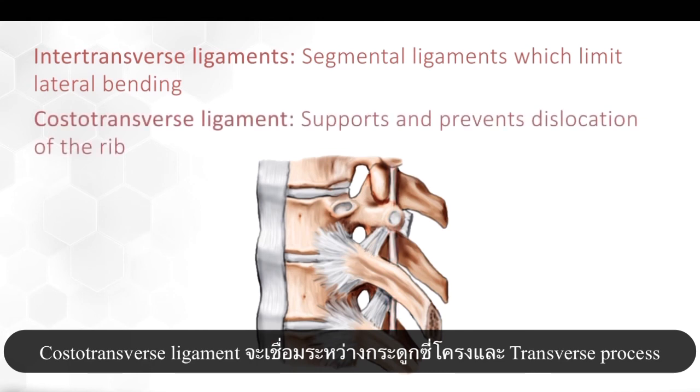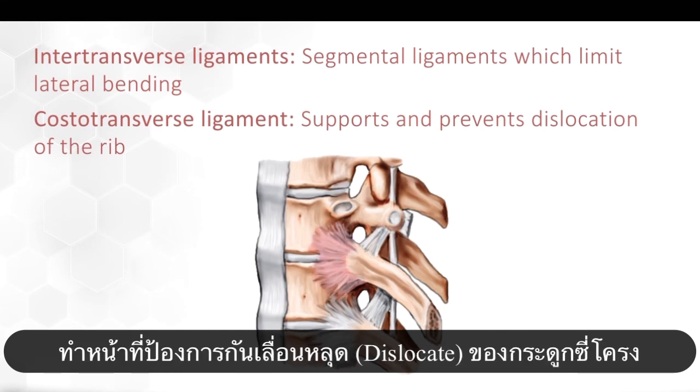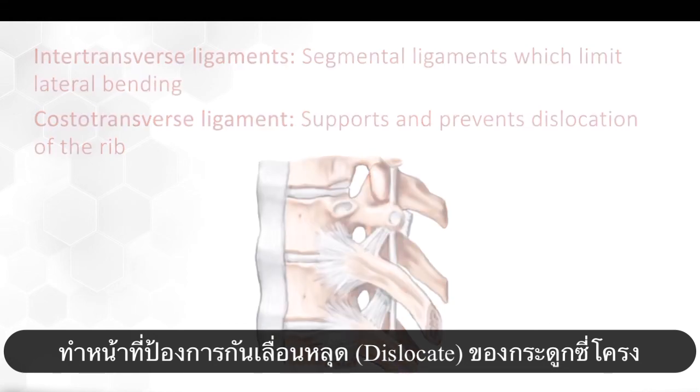The costotransverse ligament is a short fibrous band that segmentally connects a rib with the transverse process of that vertebra. It supports and prevents dislocation of the ribs.